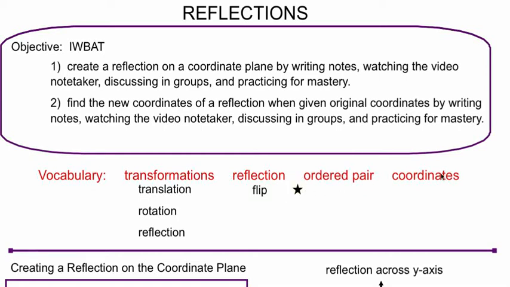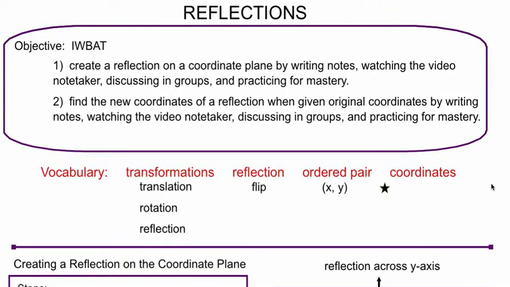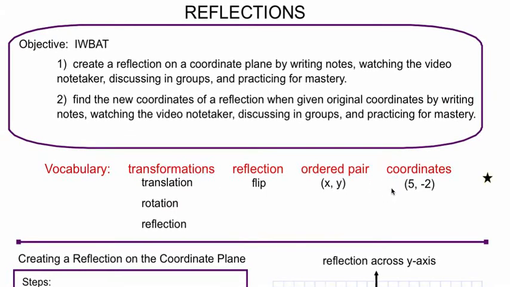Okay, ordered pair again is important. We have to know how to find our ordered pairs on a coordinate plane. So we know X is first, left or right, Y is second, up or down. And we know that two coordinates make up the ordered pair.